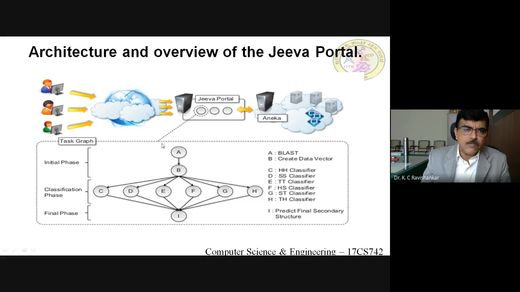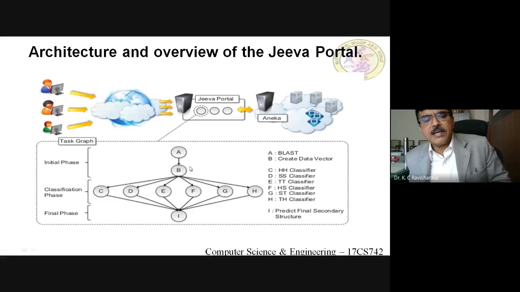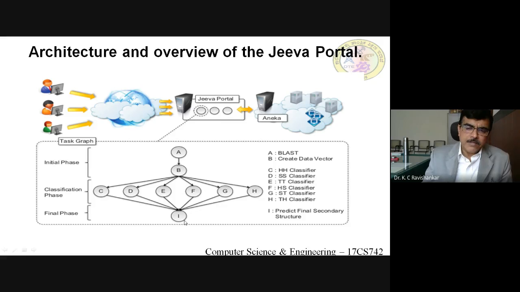So the JIVA portal works like this: multiple users send their requests to the JIVA portal. The JIVA portal connects to Aneka, and they will segregate these into three different tasks, and if there is no dependency between these tasks, they can be executed like C, D, E, F, G, H. Once B transmits the data, these can be executed in parallel. Finally, they can be concluded and combined to get a prediction.